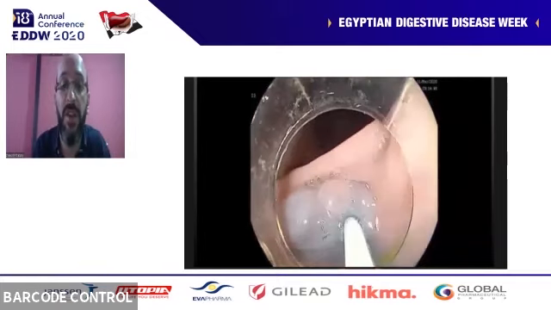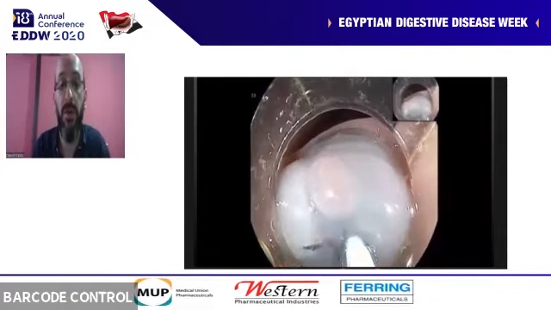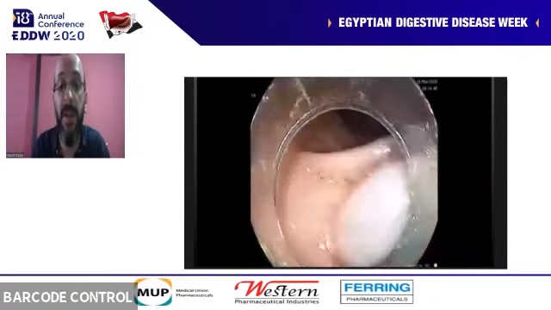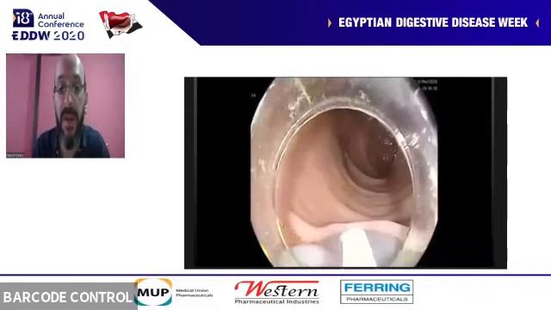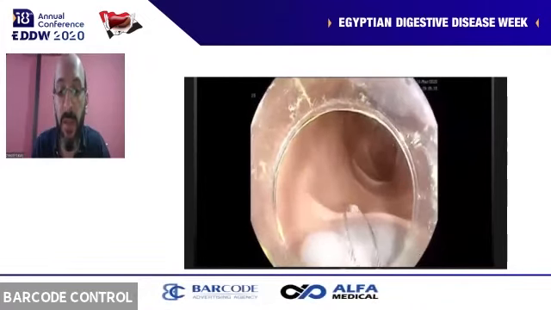You can inject, and you can see the lesion more clearly, but avoid too much injection, because too much injection will sometimes make it difficult to grip the polyp itself. We injected a little too much in this polyp, but finally the polyp was caught totally with the snare.